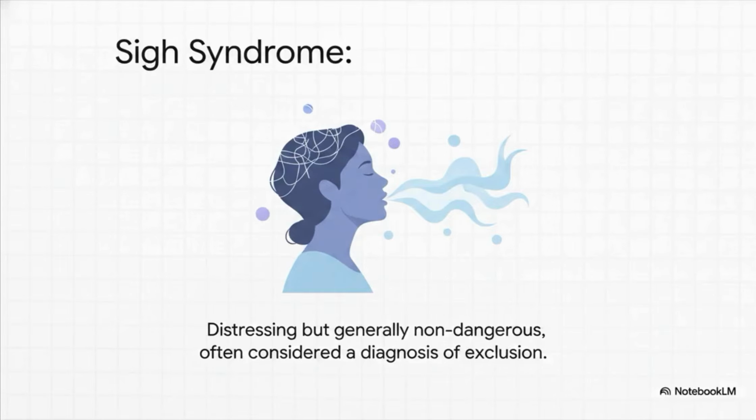Have you ever had a patient complaining of shortness of breath where literally every single scan and test comes back perfectly normal? Well, they might be experiencing sigh syndrome. This shows up as recurrent attempts to take a deep breath because of a feeling that they just can't get enough air, followed by a prolonged, audible sigh. It's heavily linked to anxiety. And while it is incredibly distressing for the patient, to them it feels very real, it is physiologically non-dangerous.